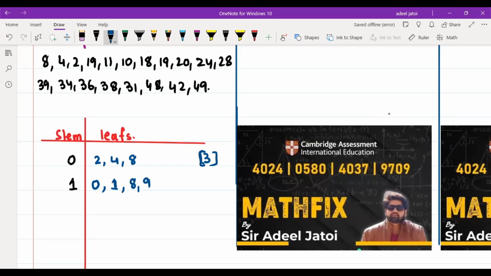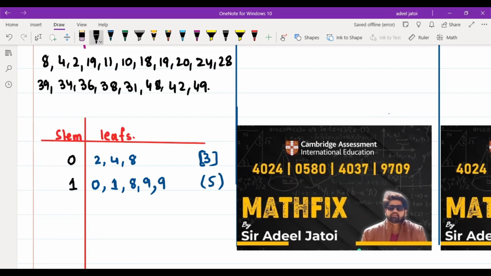And if I see the data, there are two 19s in the data. So we'll be writing down 9 two times. And this will represent 1, 2, 3, 4, 5. So this will represent 5 as the frequency, because 5 data values are given in the tens.